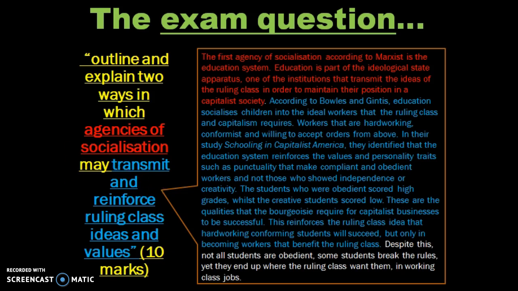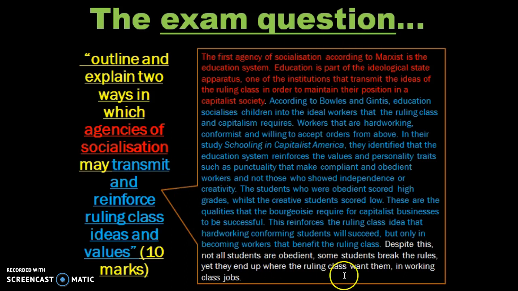Then they discuss part B. They transmit and reinforce the ruling class ideas, but then what the student does is start to make the link between the 2, using their knowledge of both. Using the agency of socialization, which is education, this student then explains a process within education using Bowles and Gintis, applying the AO1 knowledge of schooling in capitalist America, and gives examples of the values, for example being obedient in schools, that are essential in workers in capitalism. And this helps reinforce the ruling class ideas, which is clarified at the end of the paragraph, that hard-working students will succeed.